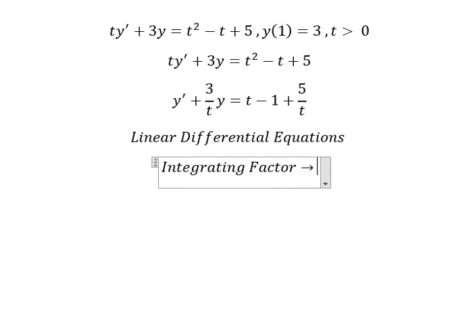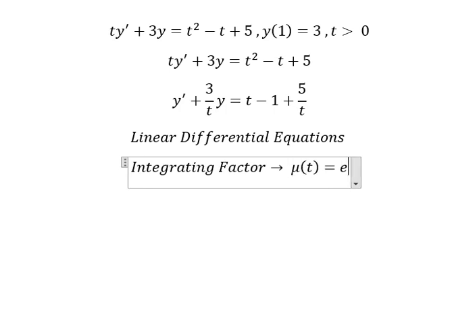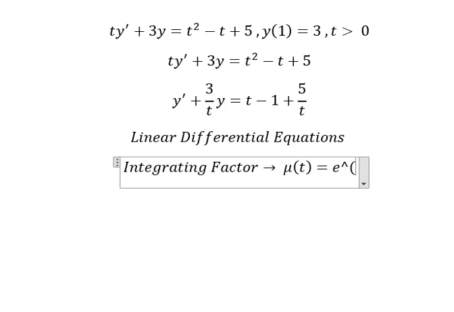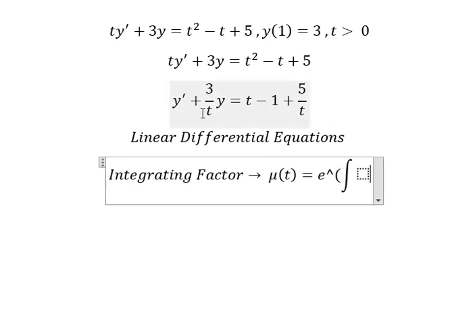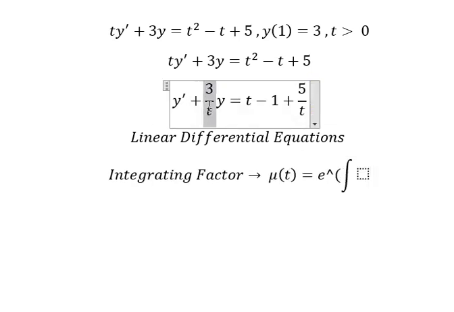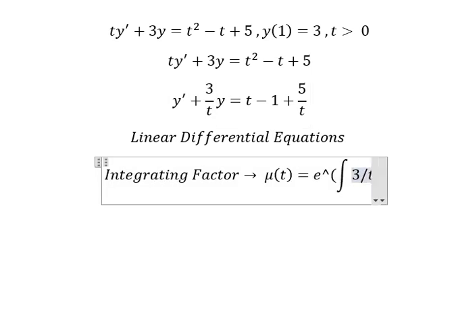So we need to find mu of t equals e to the power of the integration. We see that positive 3 over t is next to y. This is for the integrating factor, and I will put this one here.